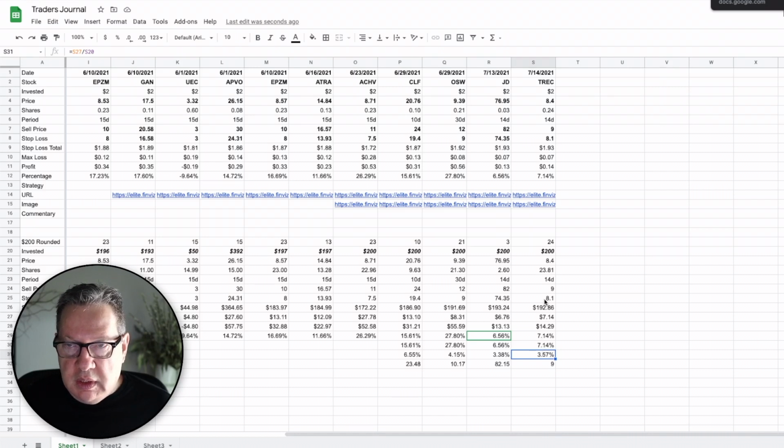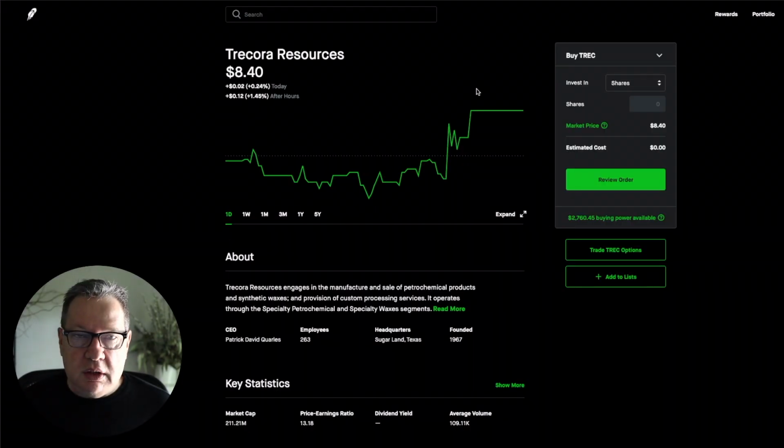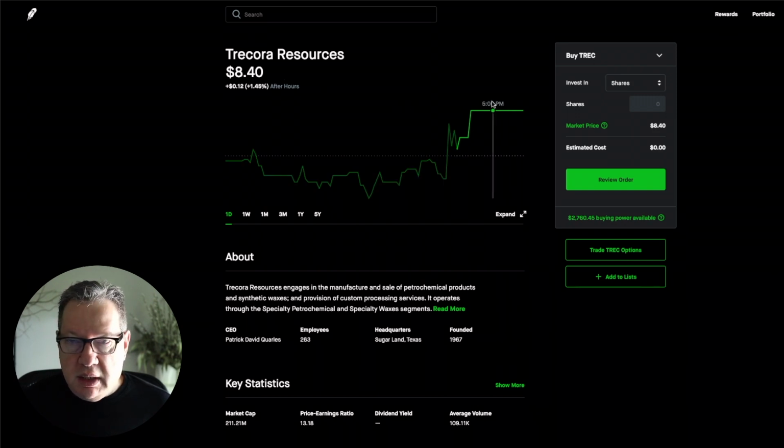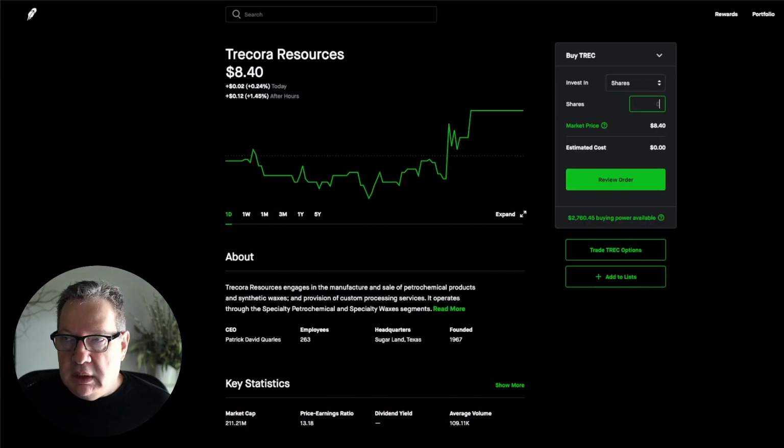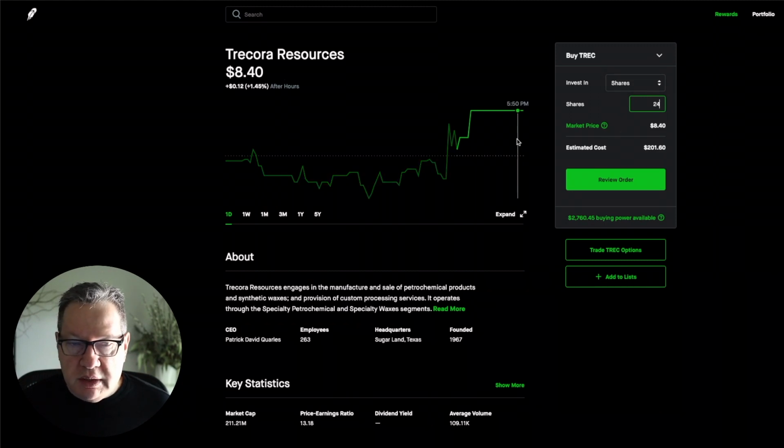So I think I'm going to take this trade just so that I can show folks how to do it on Robinhood. So here I am in Robinhood. We are pre-market right now, but we can still put the order in, and let's go in there and put in 24 shares, and we'll buy it at the market price.